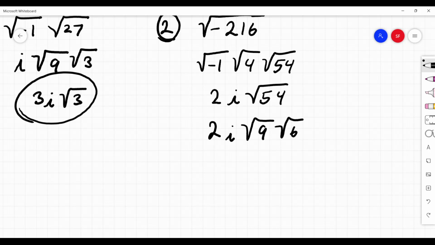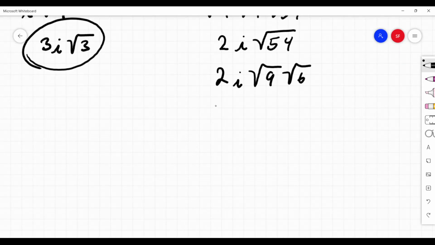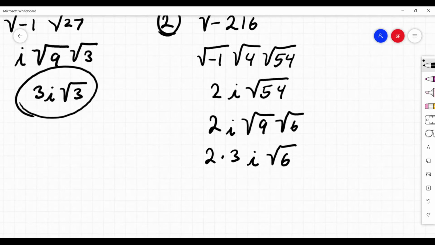Baran, what's the square root of 9? 3. So we end up with 2 times 3 times i times the square root of 6. Do we follow where we got there? Okay. 2 times i is times. What's the reason? Because when we have a number next to a variable, it's times. Same thing with parentheses, same thing with square roots. When we have one thing next to another thing without a plus or minus in between, it's times.